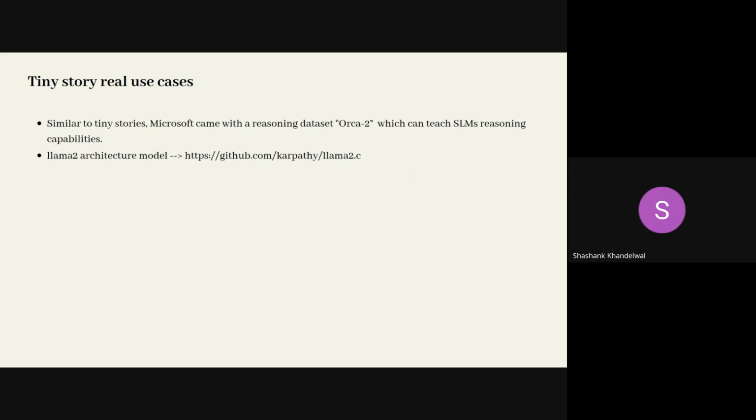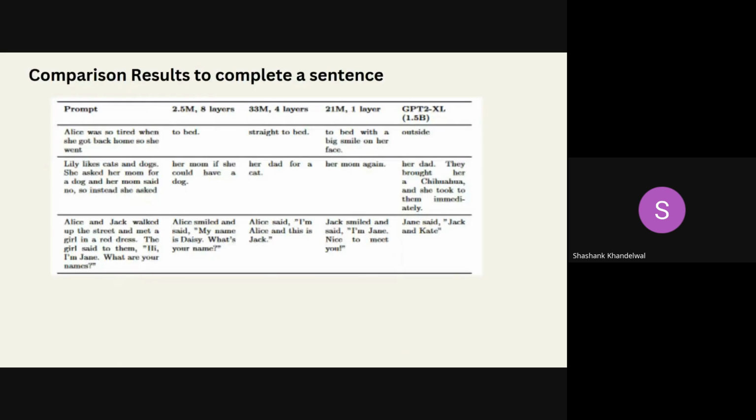Now, one thing I want to discuss is that there were questions on these parameters and layers. There's a general thing that we said, that for more reasoning we will need more layers. So if we talk about "Lily likes cats and dogs", there is a token which will hold for cat and dog, and there will be a token which will hold for minus dog, because her mom asked not to have a dog.